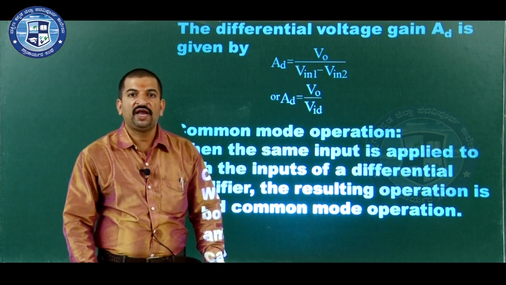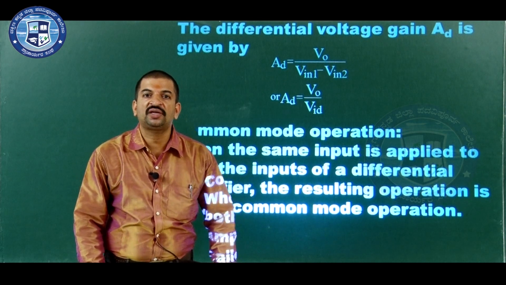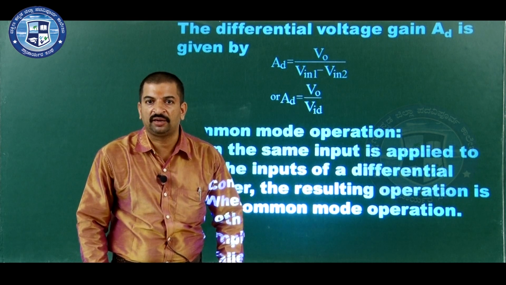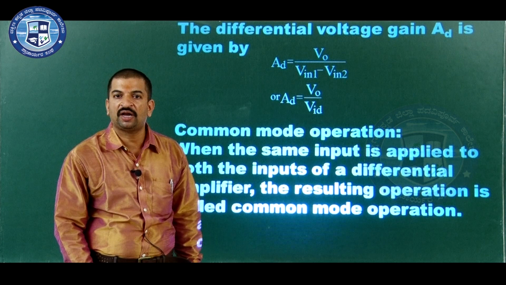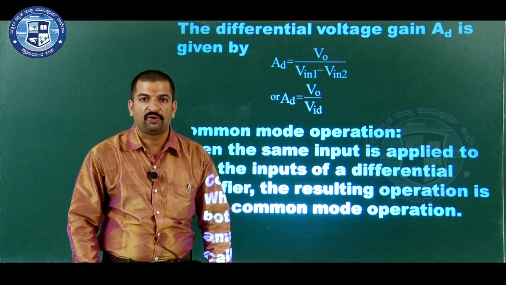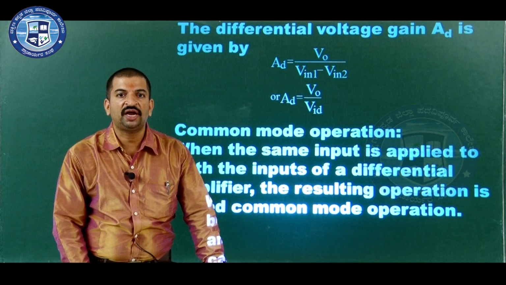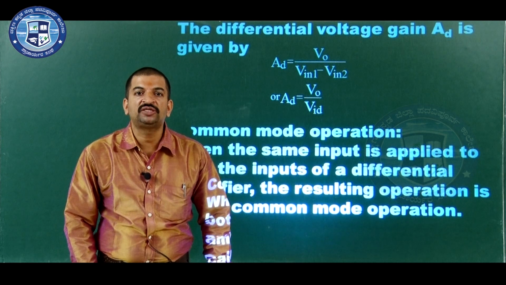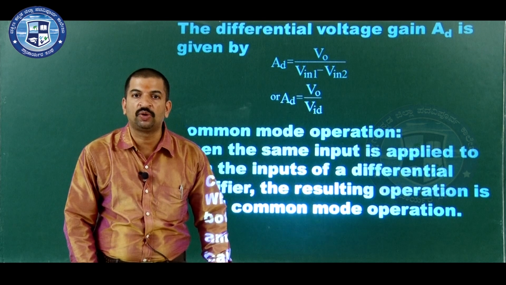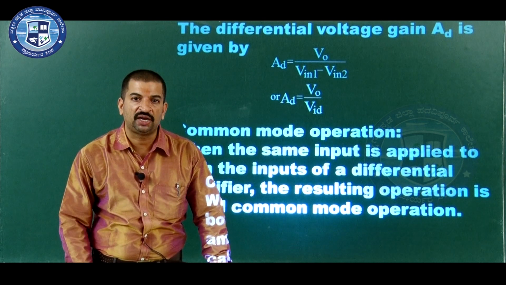Consider V in 1 and V in 2 are the inputs. When same input voltages are applied to both input terminals, then V in minus V in, the net input voltage to the amplifier becomes 0. Therefore, the output voltage also becomes 0. There is no electronic circuit that can reduce the noise voltage to 0. But with the help of this common mode circuit, it is possible to reject the noise voltage completely.